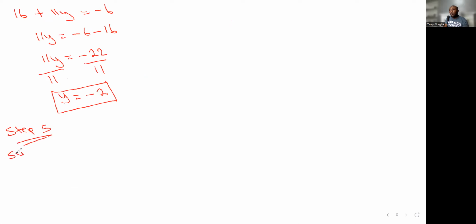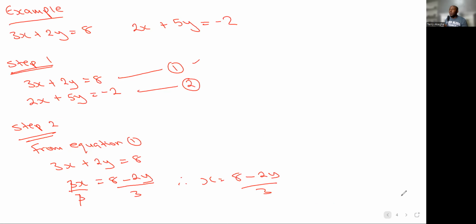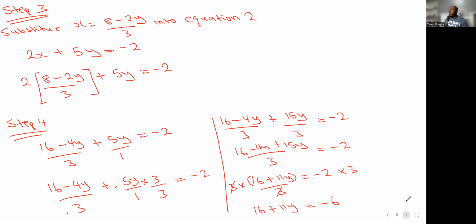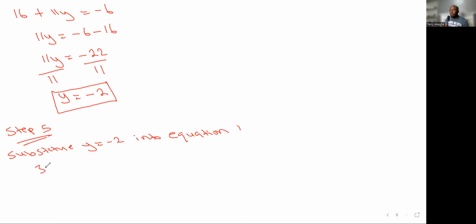So we're going to substitute y to be equal to minus 2 into equation 1. Is that okay? And the equation 1 was 3x plus 2y is equal to 8. So 3x plus 2y is equal to 8. So we're going to substitute it. So it's going to be 3x plus 2 times minus 2 is equal to 8.